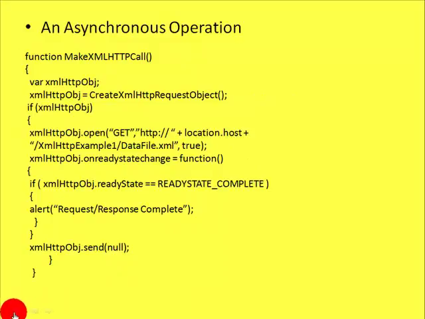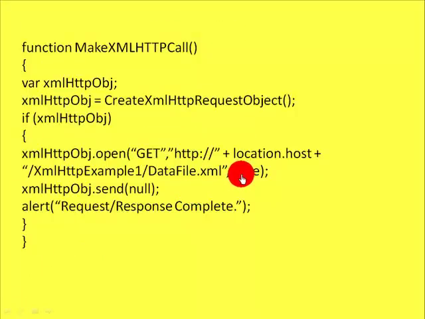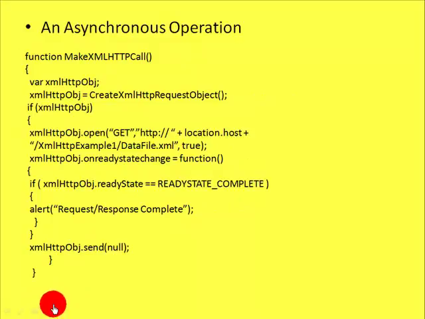The first difference is the use of the true parameter as the last argument to the open method, to indicate the request should be executed in an asynchronous manner. Can you remember, the first example we worked with was in a synchronous manner, but here we work in an asynchronous manner. The second difference is the use of the onreadystatechange event and the readyState property value. Assign a function or event handler to the onreadystatechange event. When the state of the object changes, this event is triggered and the function is executed.